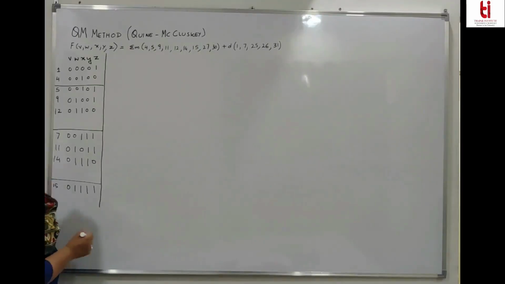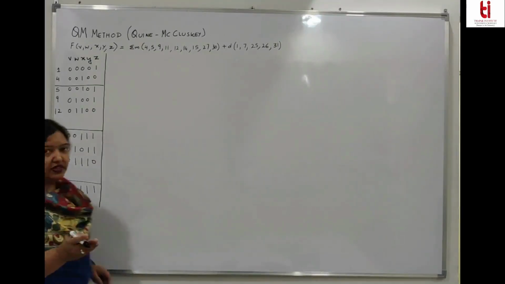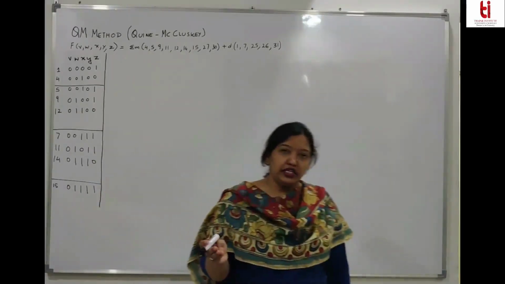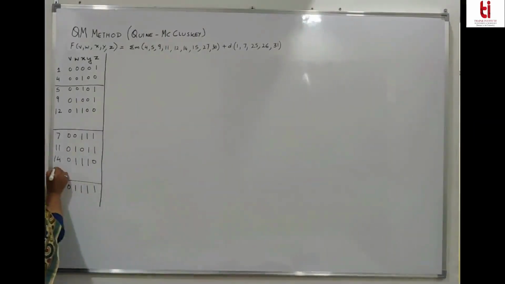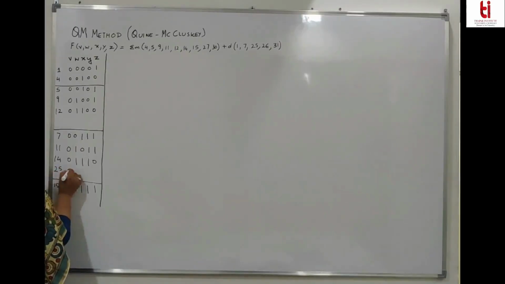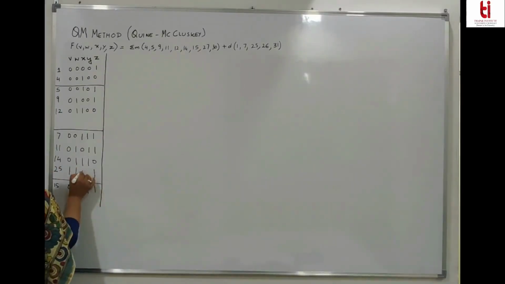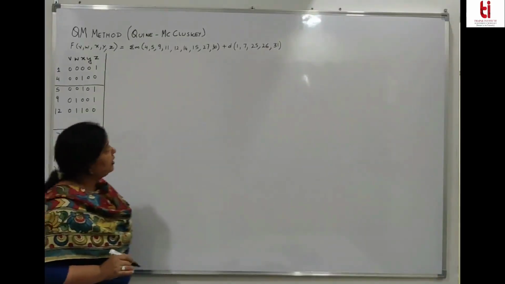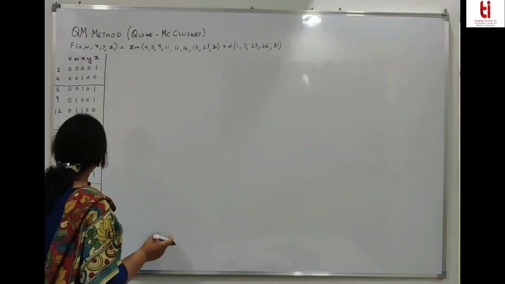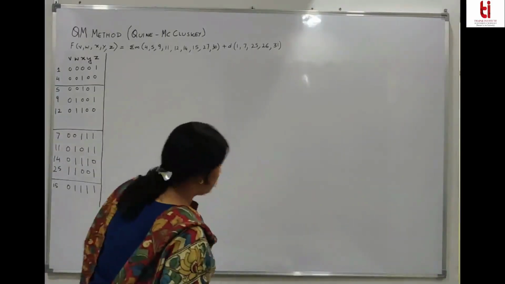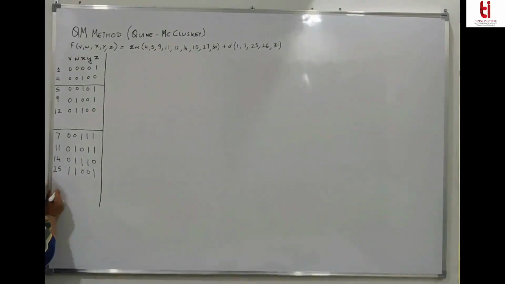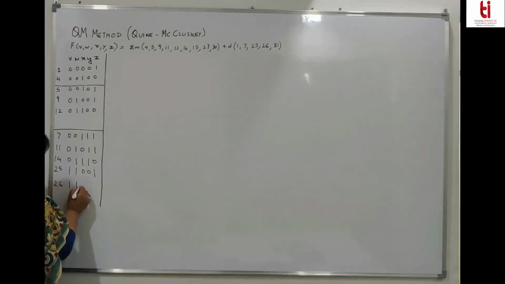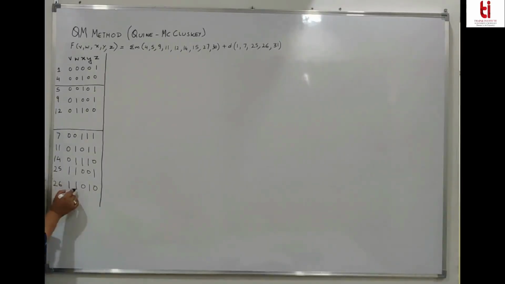7 is also there. Then 25. How do you represent 25? 25 is 16 plus 8 is 24, and plus 1 is 25. So 3 ones. Then 26. 26 is also having 3 ones: 16 plus 8 is 24, plus 2 is 26.